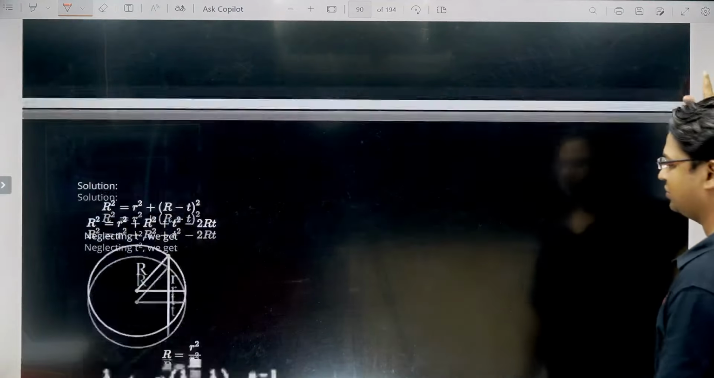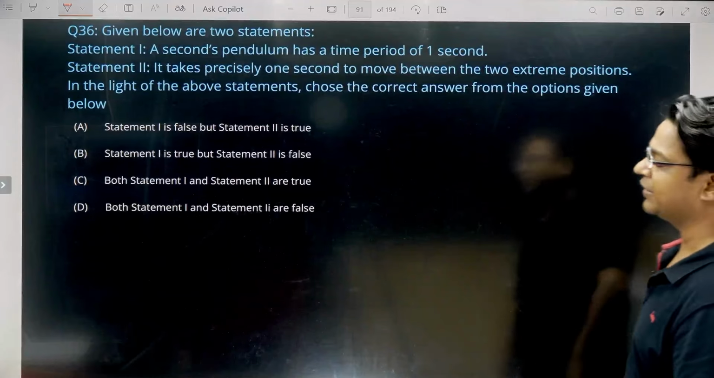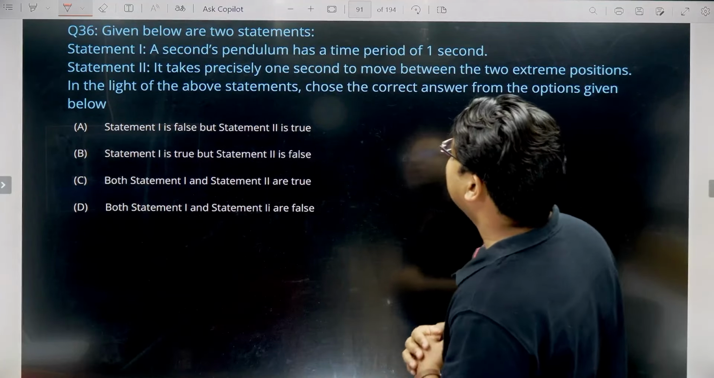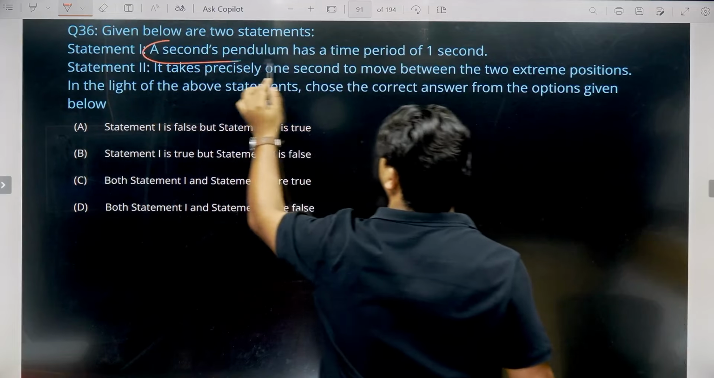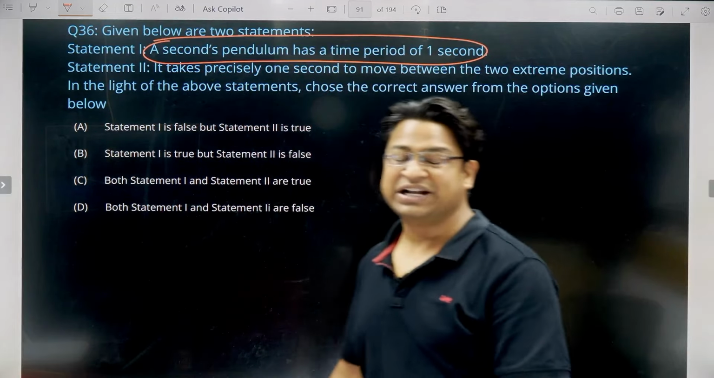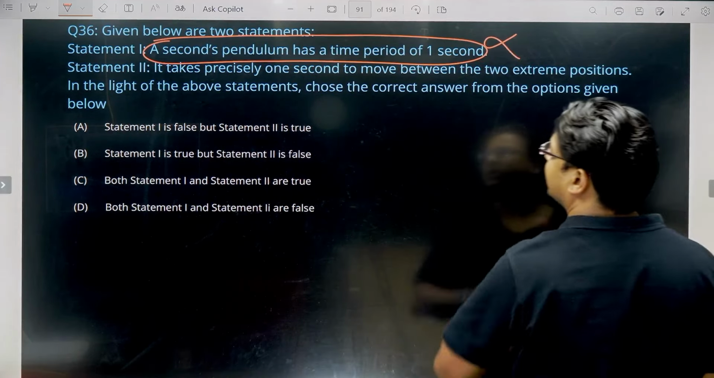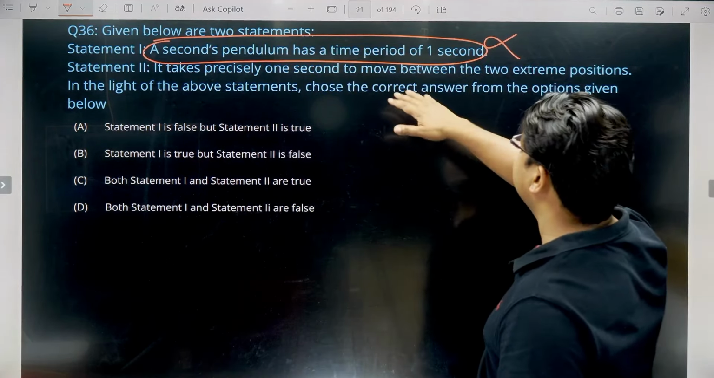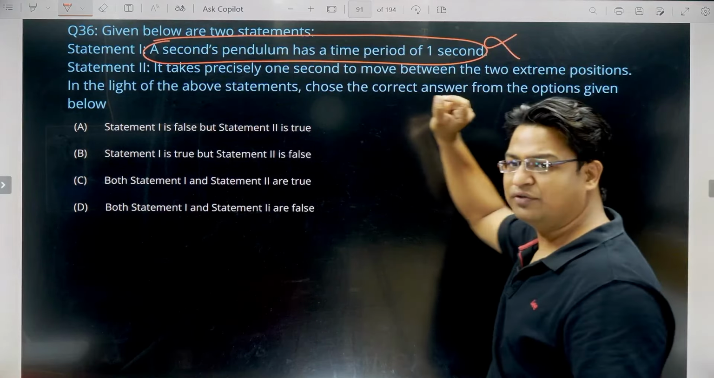Next we'll go to question number 36. Okay, so let's see. This question says a second pendulum has a time period of 1 second. Now guys, to decide whether this statement is right or not, you need to be aware that a second pendulum has a time period of 2 seconds. So this is wrong. Now it takes precisely 1 second to move between two extremes. Here the statement is not fully correct.